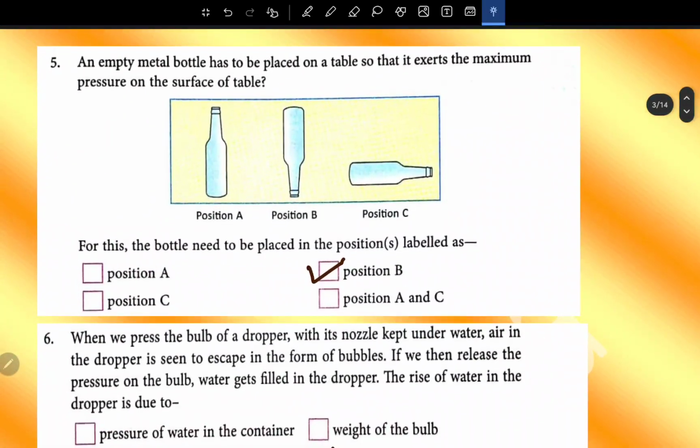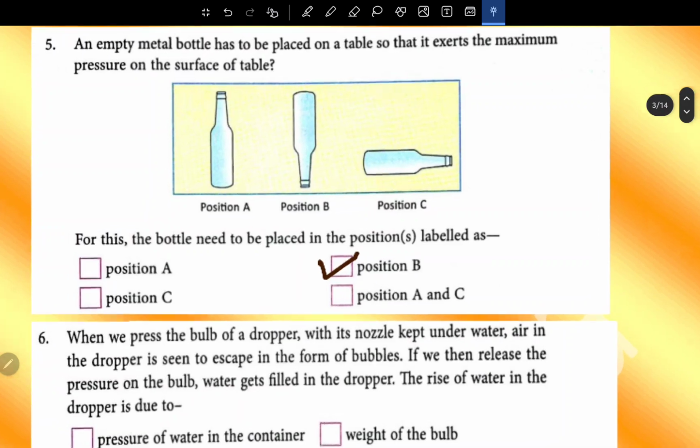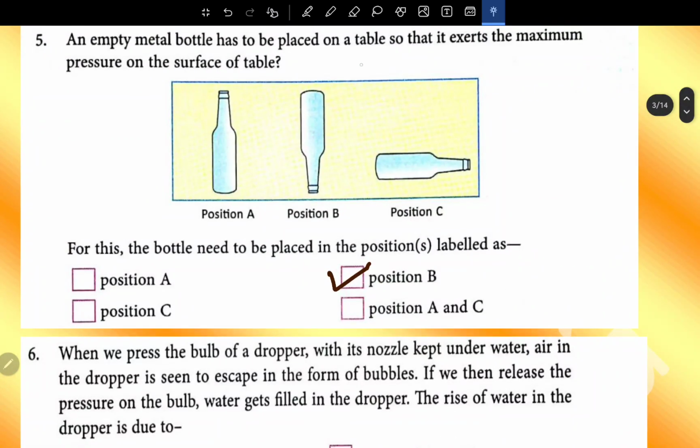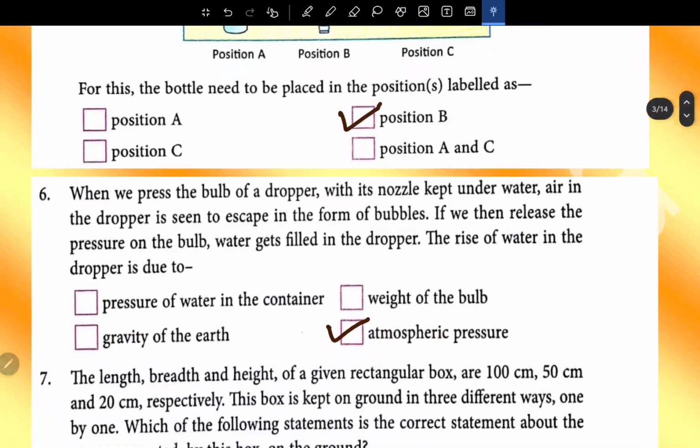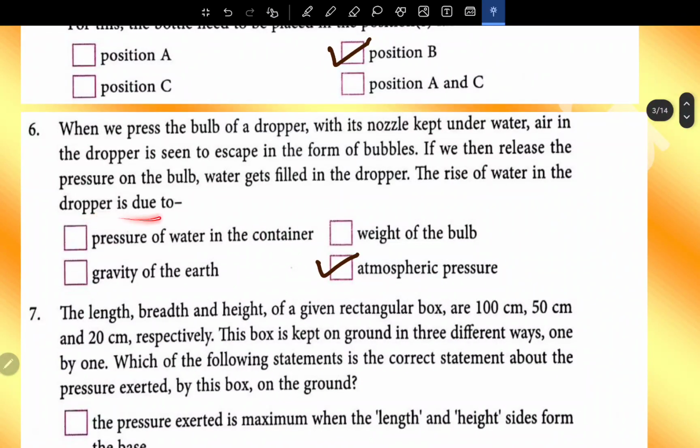Now, an empty metal bottle has to be placed on a table so that it exerts maximum pressure on the surface of the table. So this will be the position where the contact surface is less. So for the bottle, we need to place it in position B. When we press the bulb of a dropper with its nozzle kept under water, air in the dropper is seen to escape in the form of bubbles. If we then release the pressure on the bulb, water gets filled in the dropper. The rise of water in the dropper is due to the atmospheric pressure.